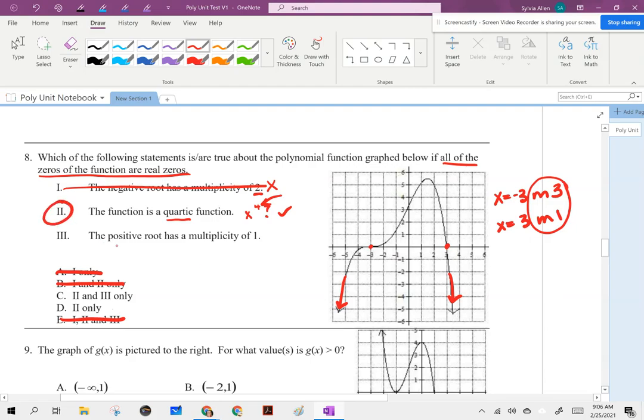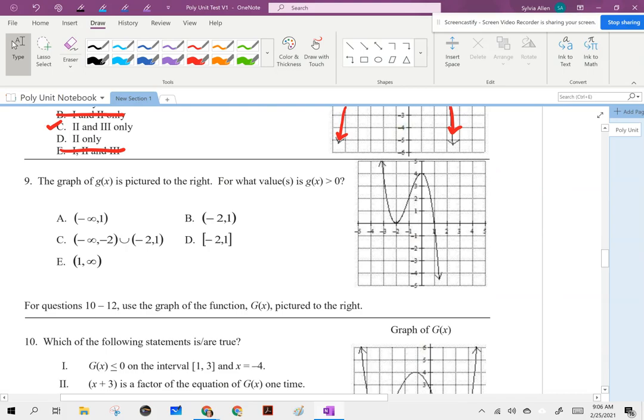Let's take a look. The positive root has a multiplicity of 1. Oh, look at that. So our +3 has a multiplicity of 1, which we've already established. So then that is also true. So C is the correct answer for that.